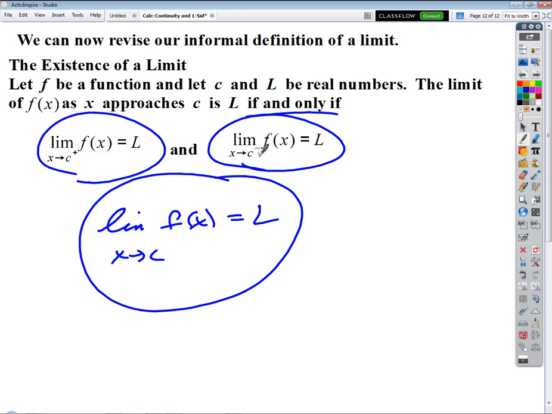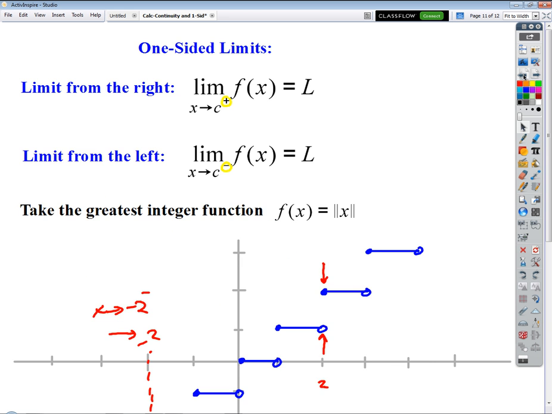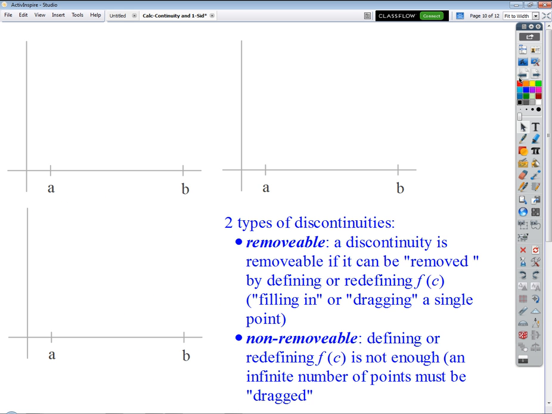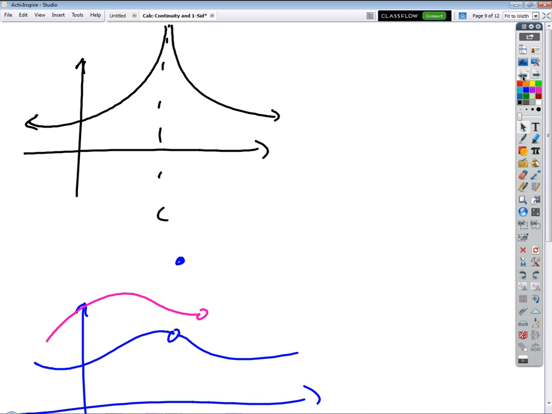Right? Does that make good sense to everybody, what I'm saying there? The limit from the right and the limit from the left have to agree on the same value for the two-sided limit to exist. Okay. All right, so let's go back a little bit then to here.